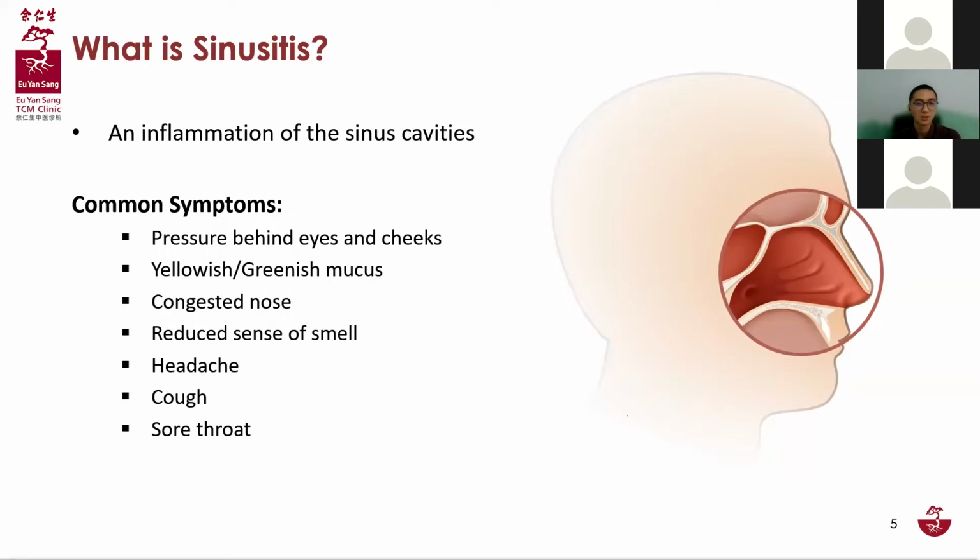First, let's talk about sinusitis. Basically we call it a sinus, right? There's an inflammation in the cavity behind our nose. Because of this inflammation, there is pressure acting on the eyes and our cheeks. Sometimes it gets blocked and congested, and even in adults, we have reduced sense of smell and headache, because the ear, nose, and throat, or ENT, are all linked together. Eventually it can also cause cough, sore throat, and green and yellowish mucus.